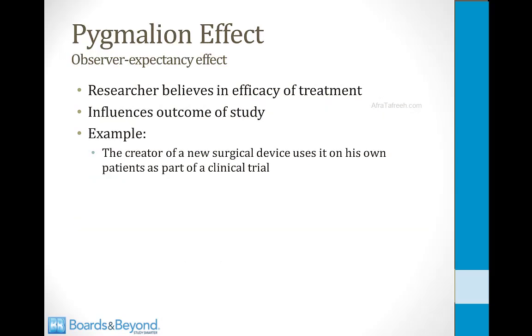The next type of bias is called the Pygmalion effect. This is also called the observer expectancy effect, and it's named after the Greek myth of Pygmalion, which was about a sculptor who fell in love with his own statue. This type of bias occurs when the researcher believes in the efficacy of treatment and influences the outcome of a study. For example, if the creator of a new surgical device uses it on his own patients as part of a clinical trial, he may use it in a way or influence the outcomes of the study in a way that biases the results.